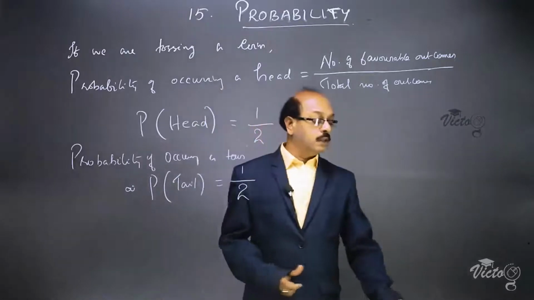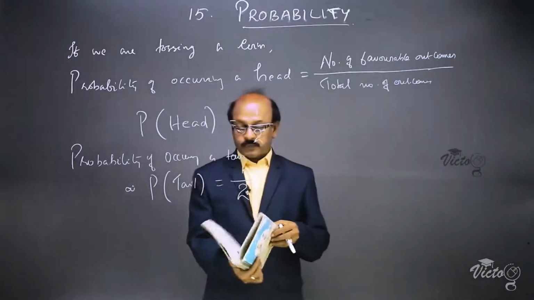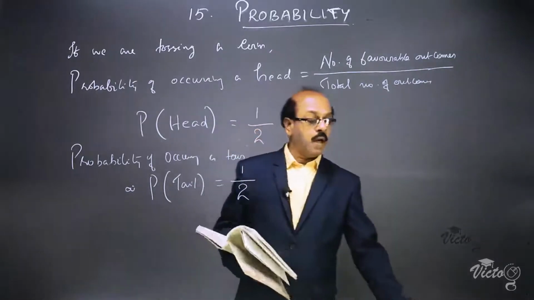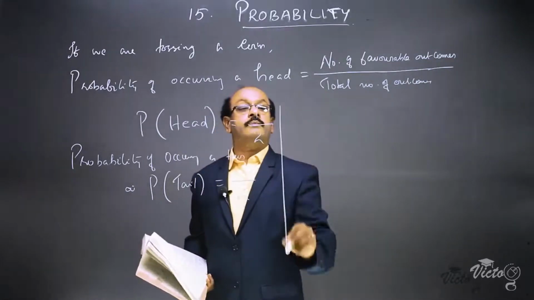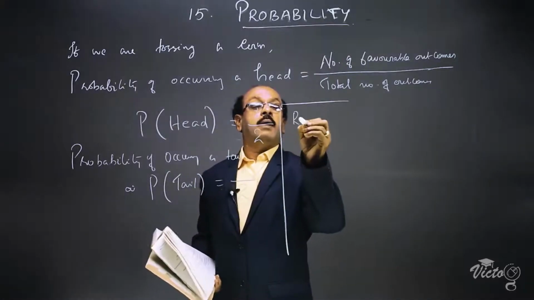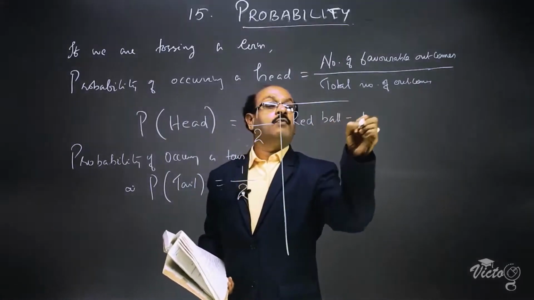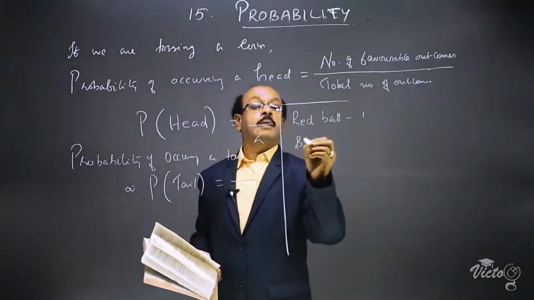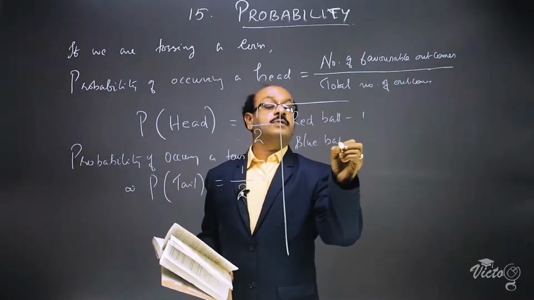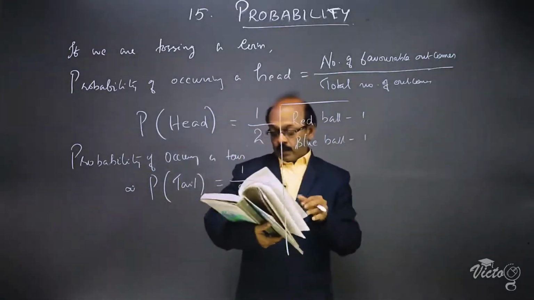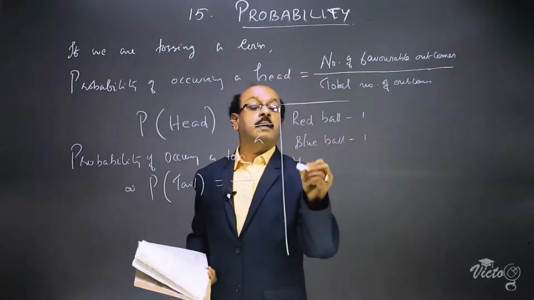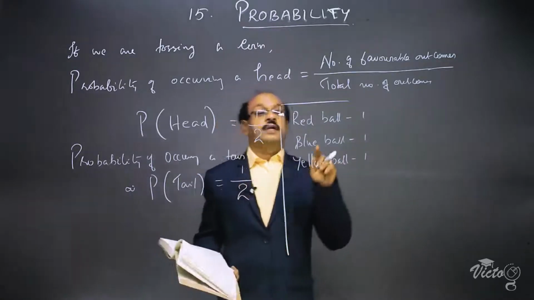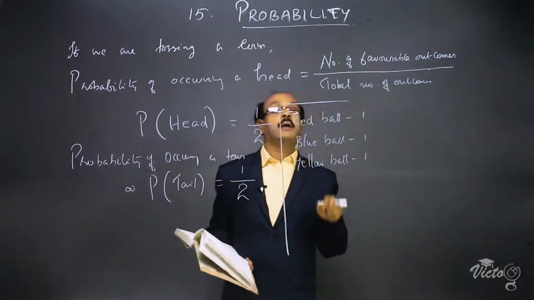Now we can see another simple example. A bag contains a red ball, the number of red balls being 1, and a blue ball, the number of blue balls also being 1, and a yellow ball. In the bag, there is a red ball, a blue ball and a yellow ball.